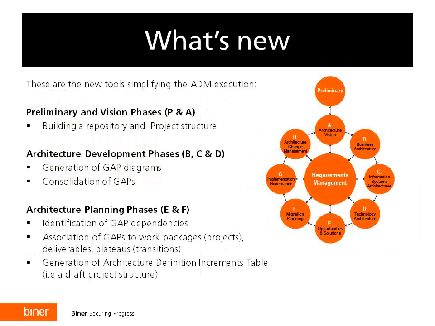These new functions span the entire ADM cycle. In the preliminary and vision phases, P and A, we provide the support for building a repository and a project structure in an easy manner. In the architecture development phases, B, C, and D, we provide the support for automatically generating gap diagrams and consolidating the gaps that you have identified.